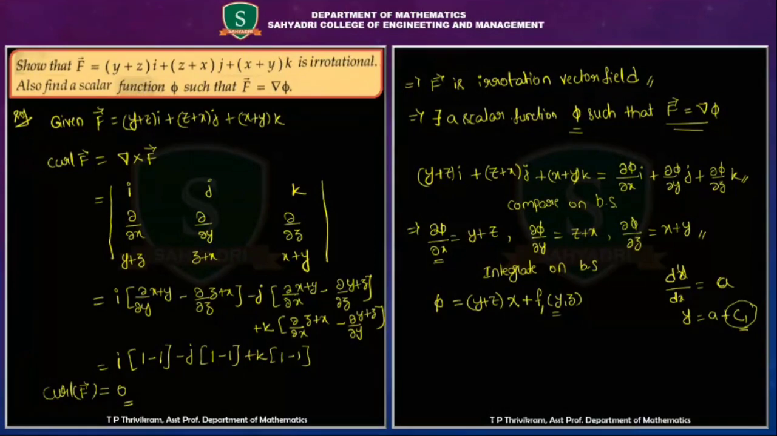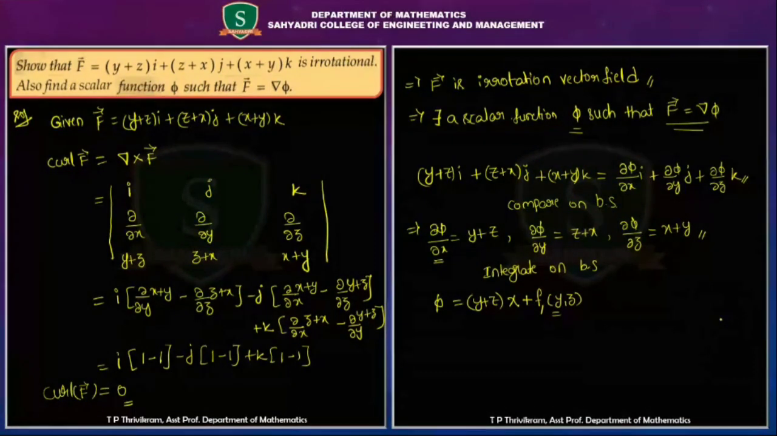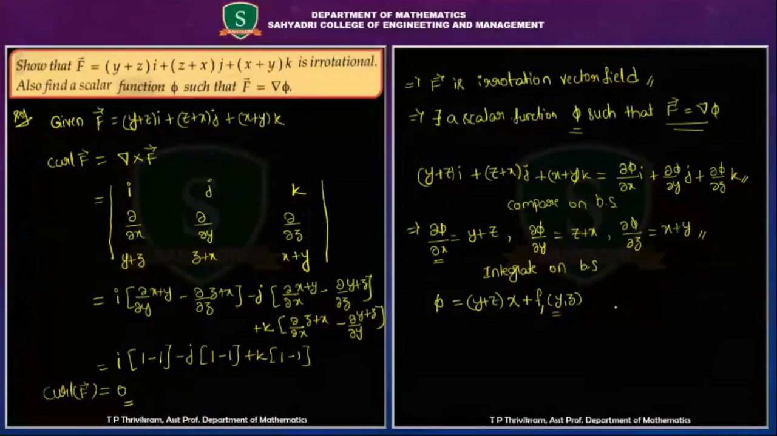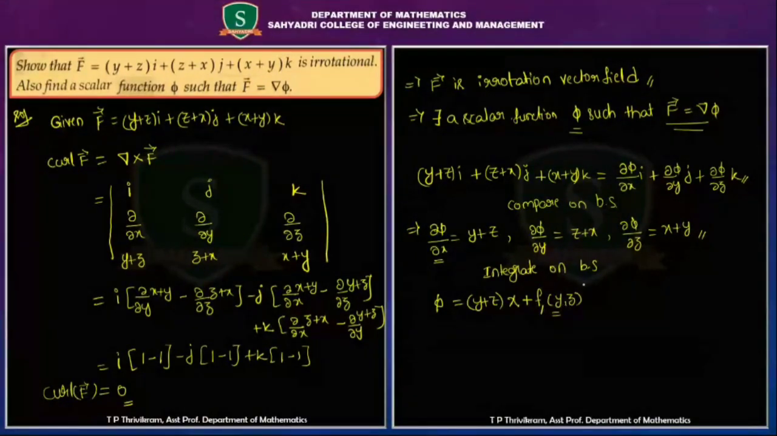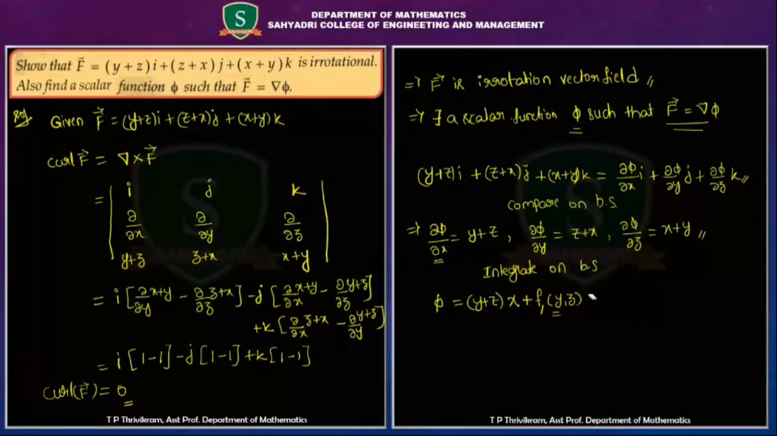Similarly, if you are integrating a partial derivative, then you'll get a function in terms of the other variables, which is treated as the integrating constant. So that's why I have written f1, a function of y comma z, as the integrating constant, and we have to find this integrating constant later. Okay, so this is for the first equation.